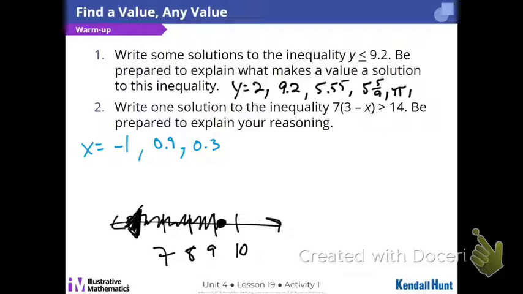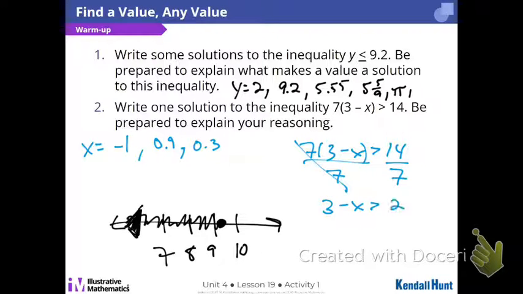Let's do it. All right, Ryan, you ready? So the first thing I would do to solve for this, a lot of you distribute here. I'm going to choose to divide by 7. We got 3 minus x is greater than 2. Distributing works. The next thing I would do to get x alone is subtract 3 from both sides. So here's a negative x and a negative 1. I'm going to divide both sides by negative 1 and get x and a 1.